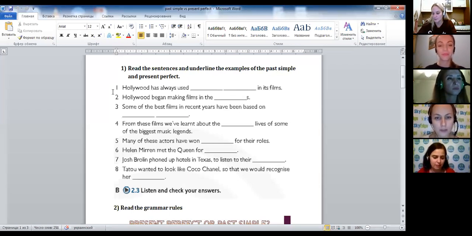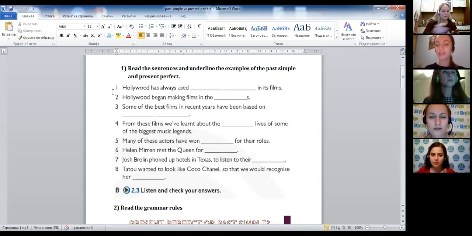Okay, the second sentence, please. Hollywood began making films in the blank. What time do you think? In the 20s, maybe. Okay, number 3. What about the construction? Hollywood began. I'm a very meticulous student. You're a perfect student. Thanks. So, began is maybe past simple. Yes, it's the second form: begin, began, begun. Very good. Next sentence, please.